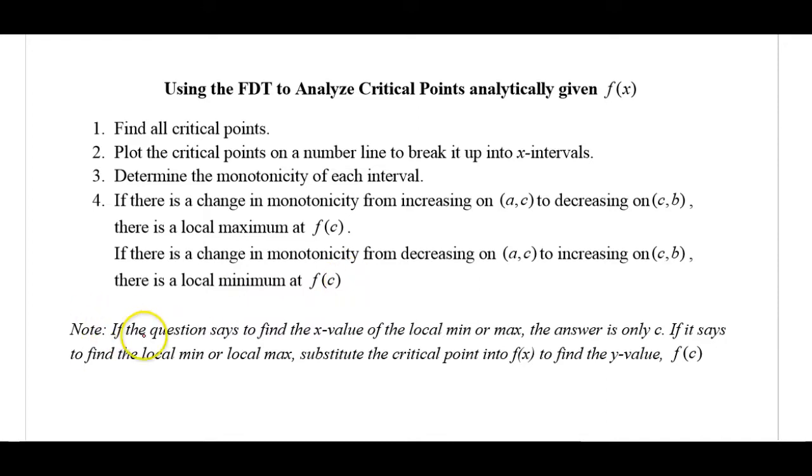And the last thing to note is that you should pay close attention to whether the question says to find the x value of the local min or max. Then the answer would only be the c value. But if it says to find the local min or local max, we have to substitute the critical point into f of x to find that y value, f of c. So it's the difference between, is the x value the answer, or do you have to plug x into the original function to find the y value that is the answer?